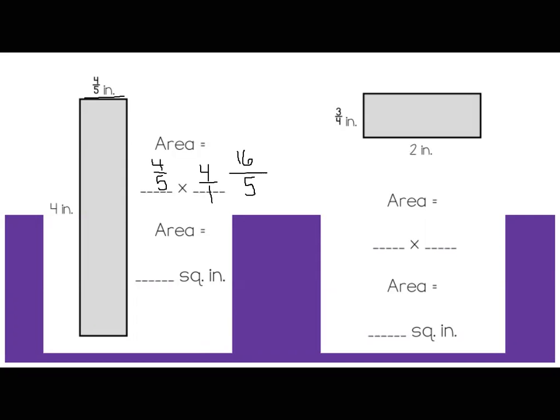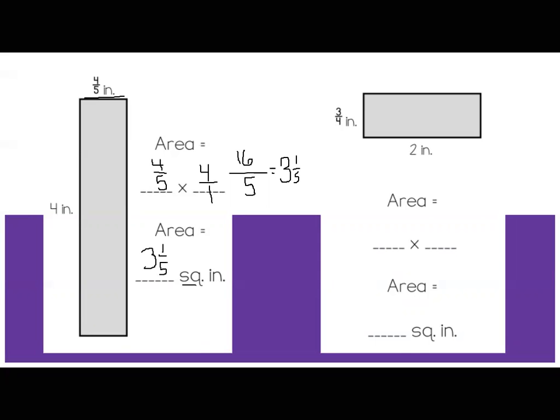And we have an improper fraction, so we want to try to rewrite this as a mixed number. I know that 5 will divide into 16 3 times. We can make 3 groups of 5 with 1 left over. So that gives us an area of 3 1/5 square inches. We always have to make sure that we express our area in square units.